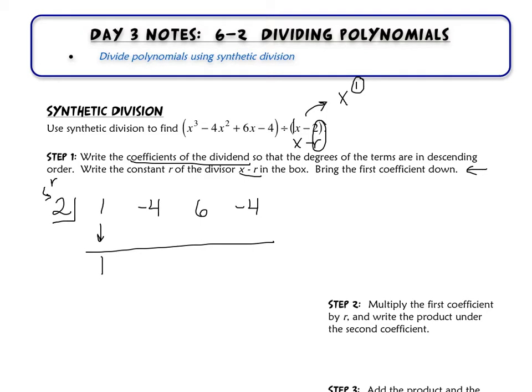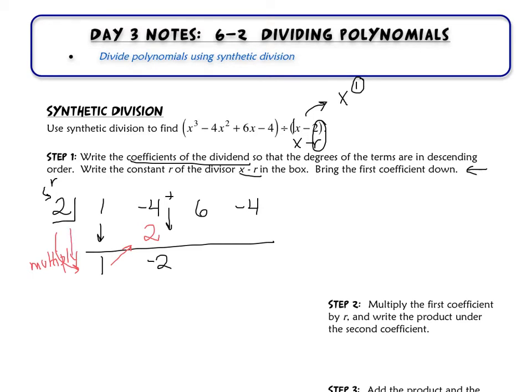Now, step 2, you're going to multiply. Whenever you have r, you're going to take r and you multiply it by the number below that horizontal line. So it's going to be 2 times 1, and that answer will go underneath the next coefficient. So 2 times 1 is 2. I write the 2 right there. Now, going down, step 3, you want to add those two numbers. So going down, we're going to add, and you get negative 2, because negative 4 plus 2 is negative 2.